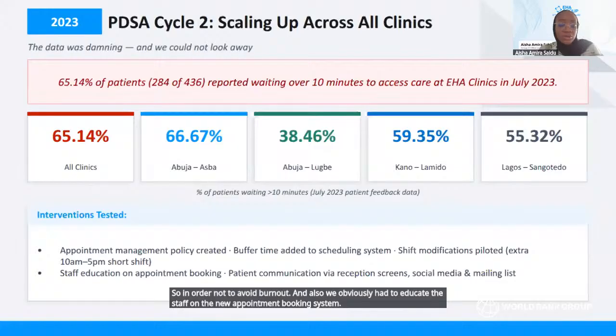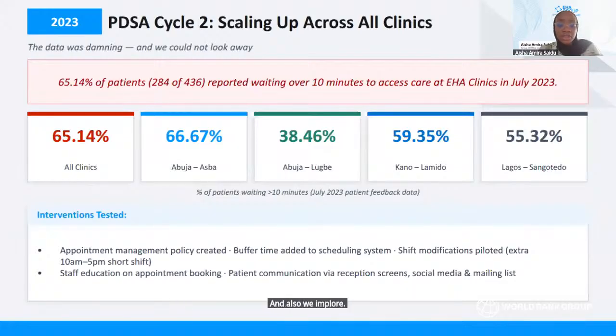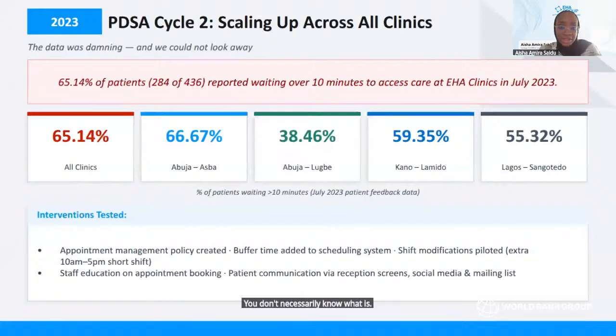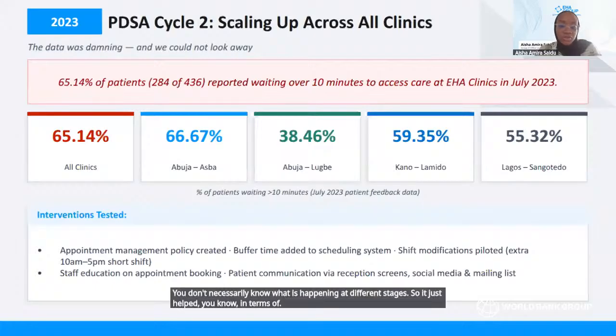And also, we employed patient communication on our reception screen. So on the screen now, patients had visibility of how many patients were walking through the door, also anonymous, just to point that out. It gave them visibility of how many patients were in the system, because the way our workflow is, most of the time when you're at the front desk, you don't necessarily know what is happening at the different stages. So it just helped, in terms of anxiety for those patients.